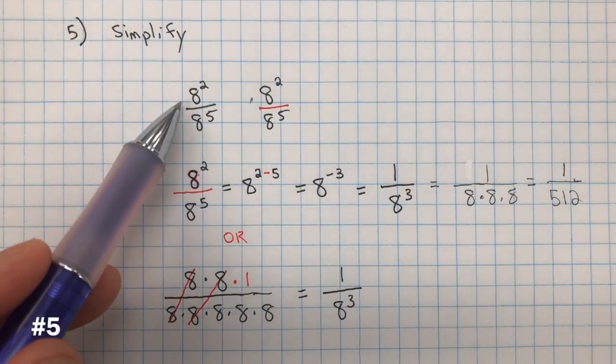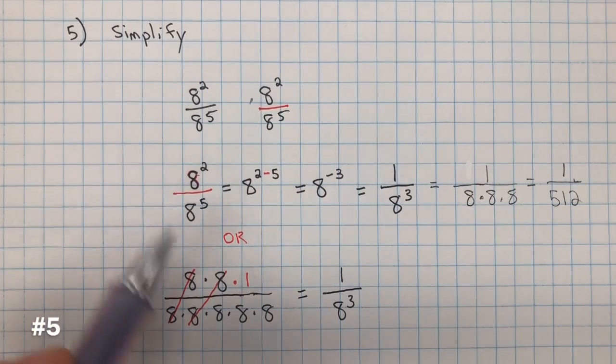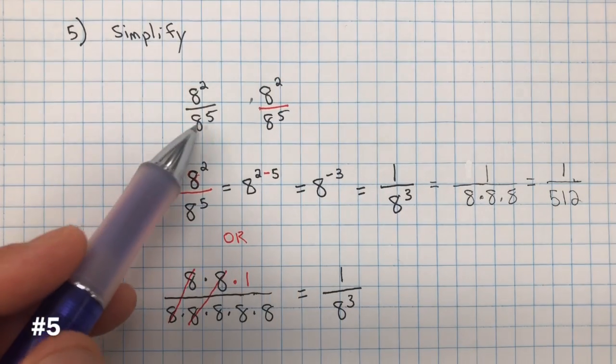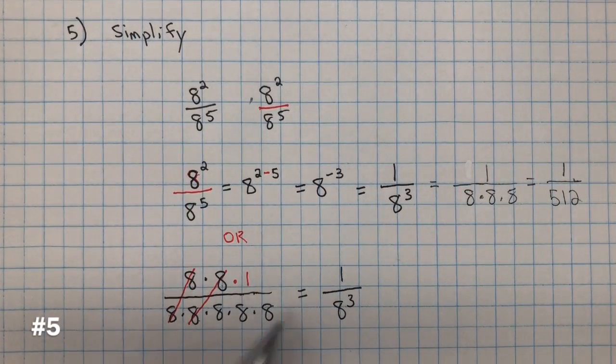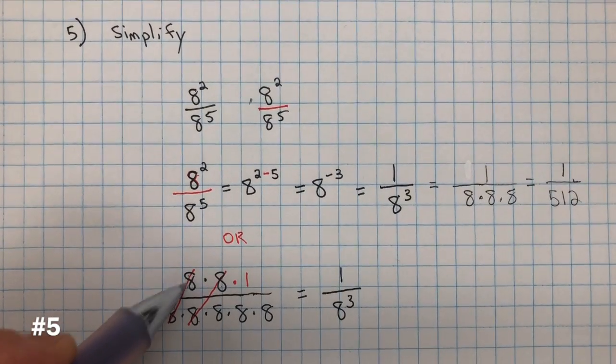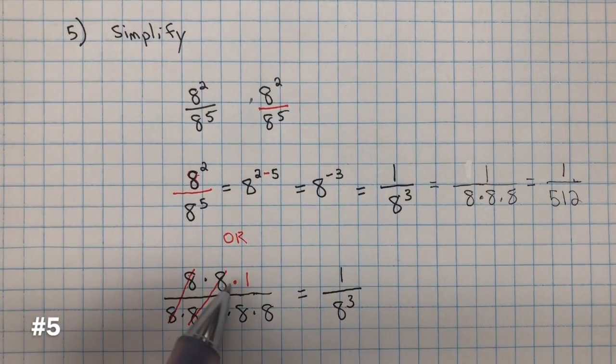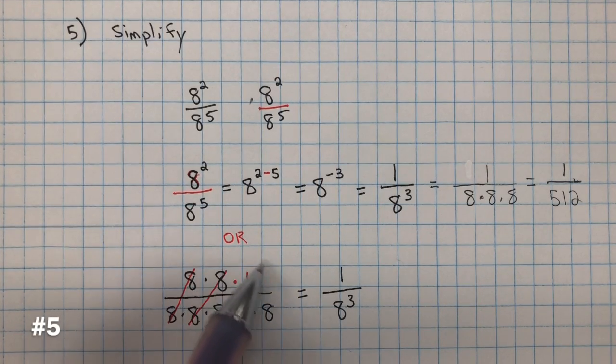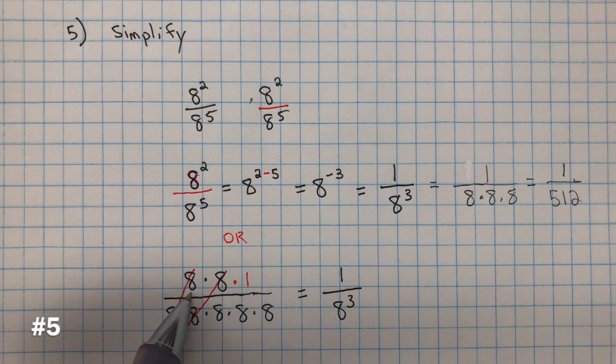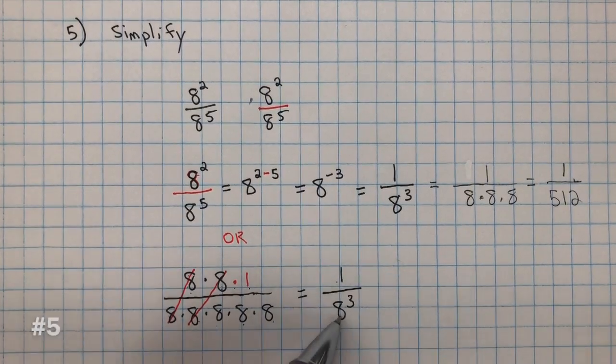Another way to solve this is 8 to the second power is 8 multiplied by 8, and 8 to the fifth power is 8 multiplied by 8 5 times. Here we have big ones. 8 divided by 8 is 1, 8 divided by 8 is 1, and now I put a 1 here multiplied by 1 because you can't just have nothing up here, because 8 multiplied by 8 is 64, multiplied by 1 is still 64, so I'm not changing the value of this. So now I'm left with 1, and then 8 multiplied by 8 multiplied by 8 is 8 to the third.